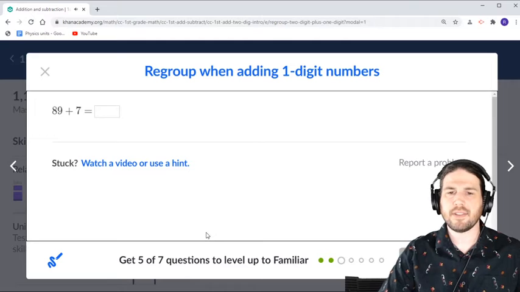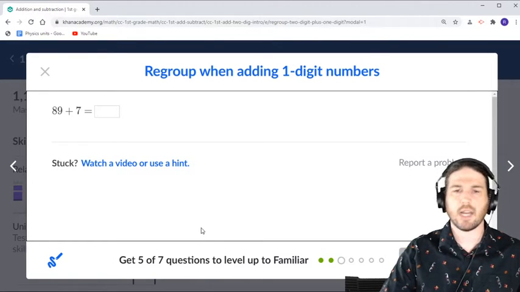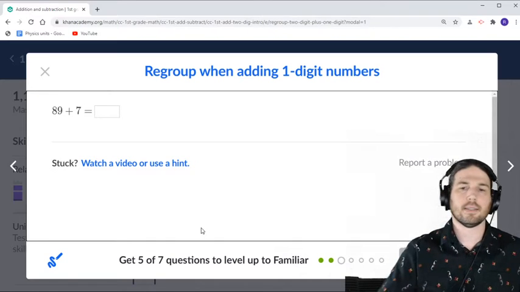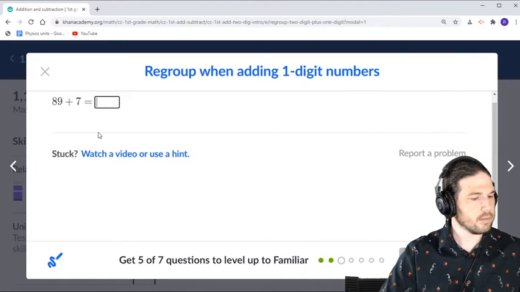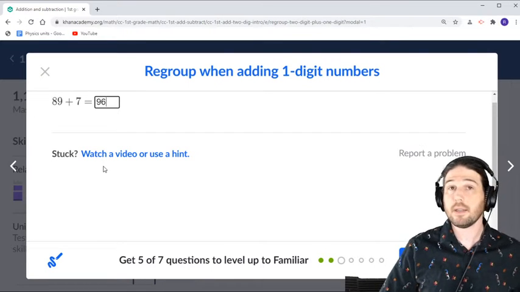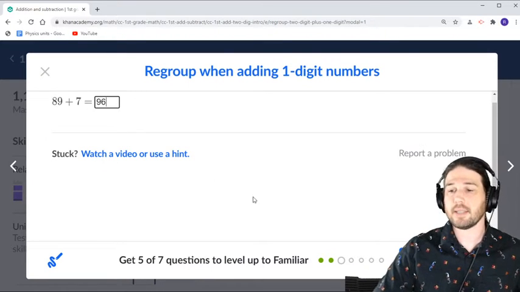89 plus 7, this is what I would probably count up. 90, 91, 92, 93, 94, 95, 96. But I could have said that 9 plus 7 is 16, plus another 80 is 96.